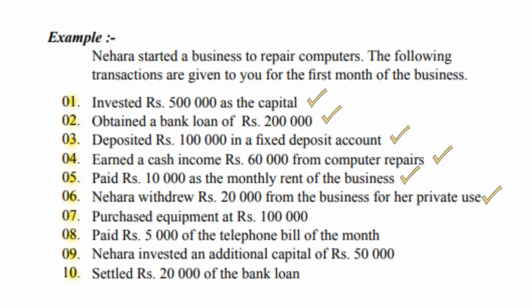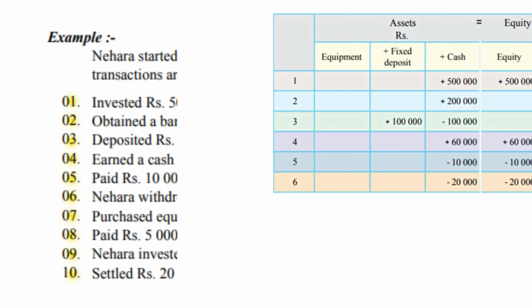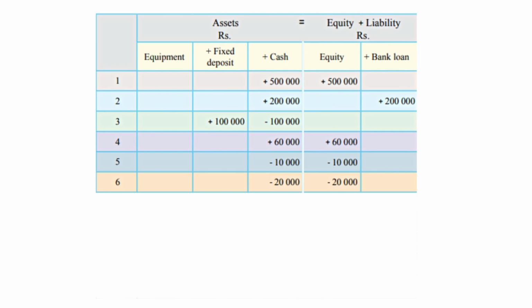Then Nihara withdrew rupees 20,000 from the business for her private use. So here Nihara took rupees 20,000 from the cash for her personal use. This is known as drawings. This was also taught in the last video. Then here 20,000 should be deducted from cash, and also equity.